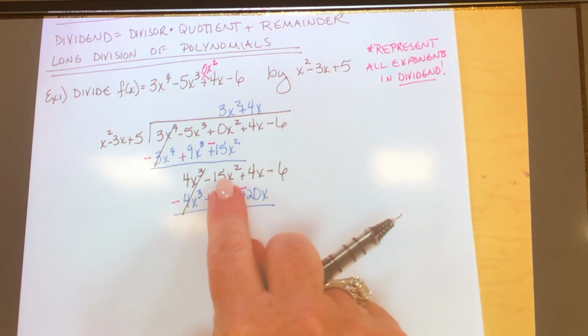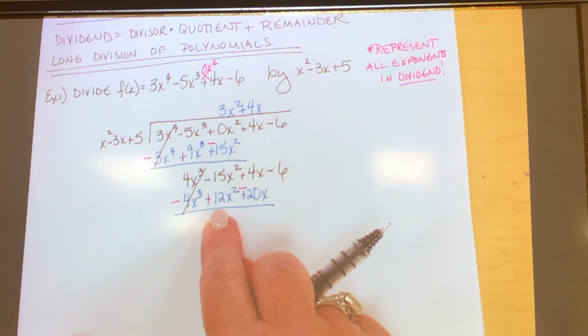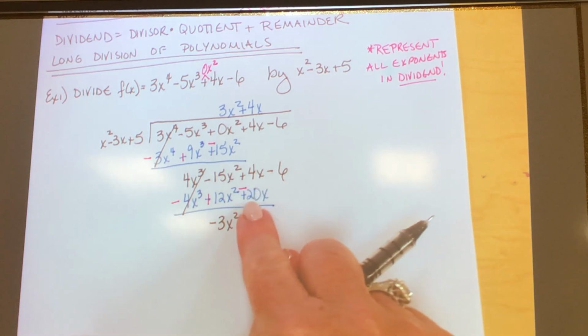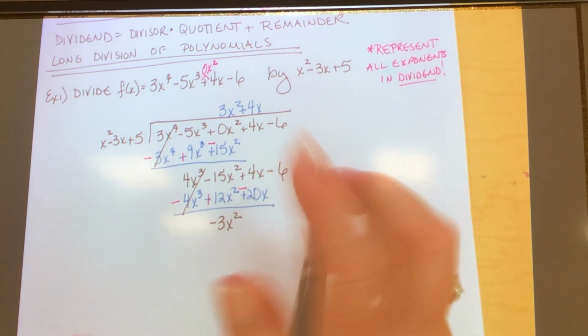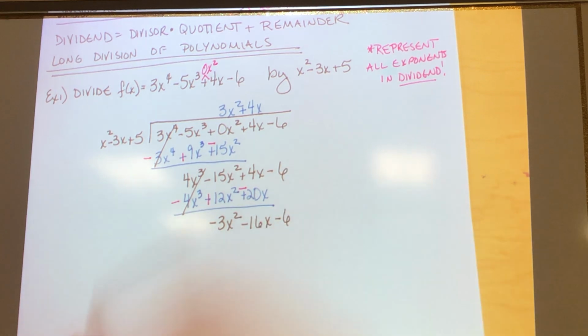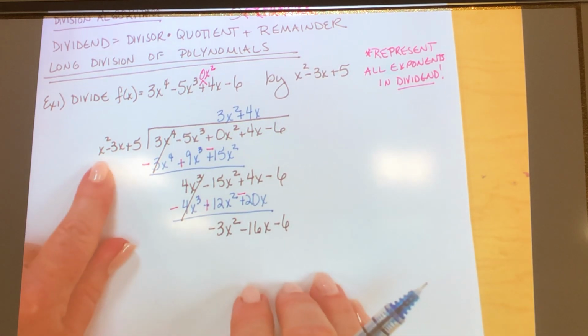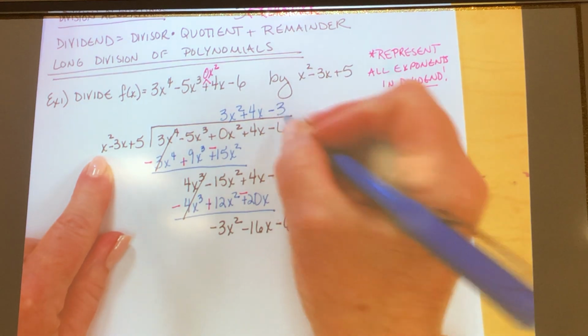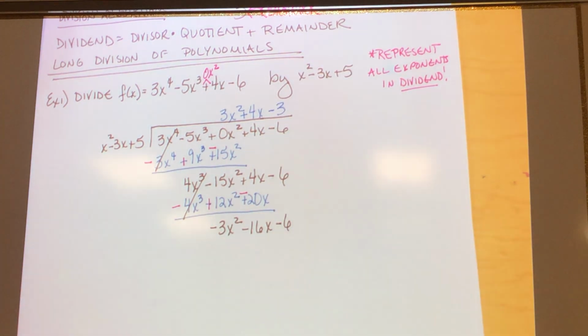What's a negative 15x squared and a positive 12x squared? Okay. What's a 4x and a negative 20x? And then I'm going to bring down my minus 6. And what are we going to do? Yeah, we're going to start all over again. What do you multiply x squared by to get negative 3x squared? So you multiply and then see what you end up with. All right, I'm going to let you do it.